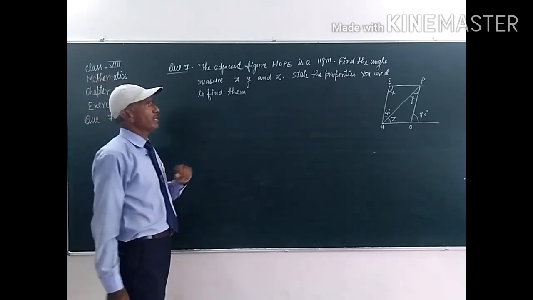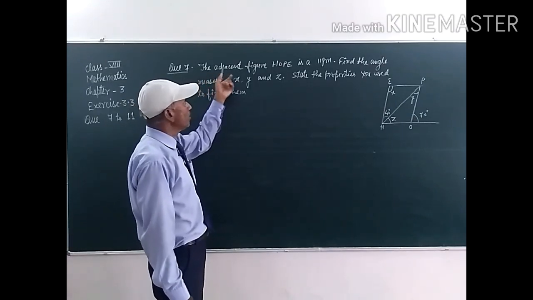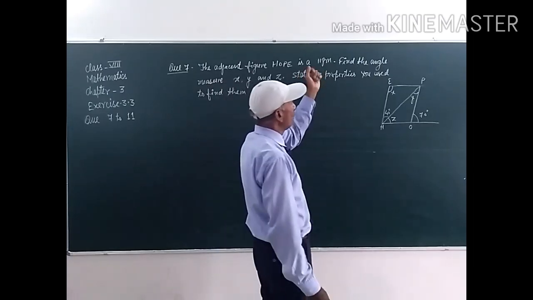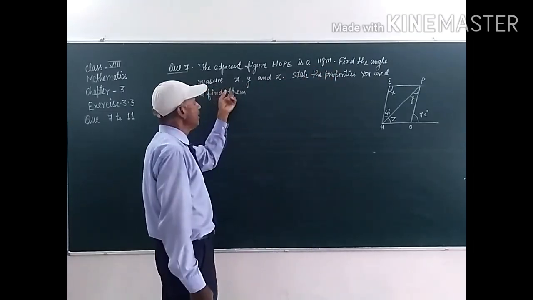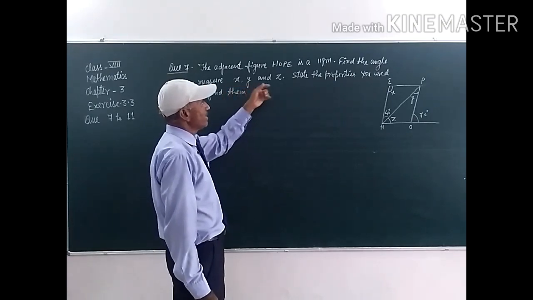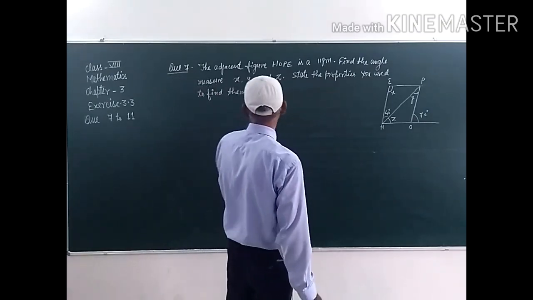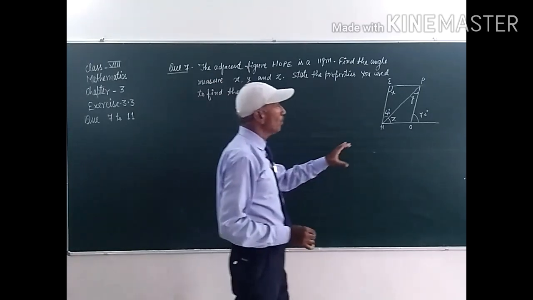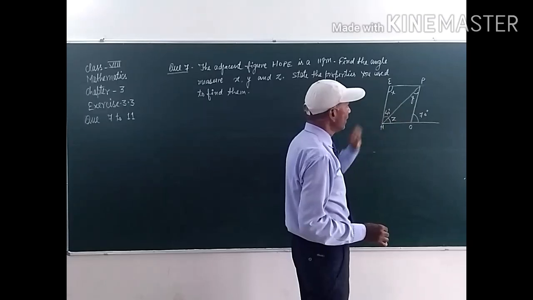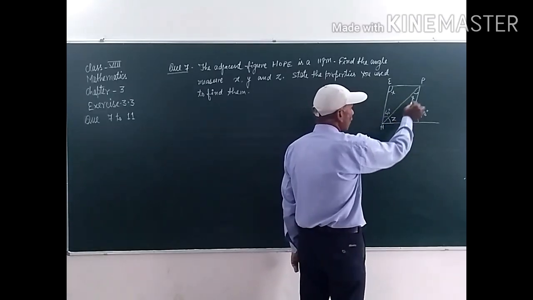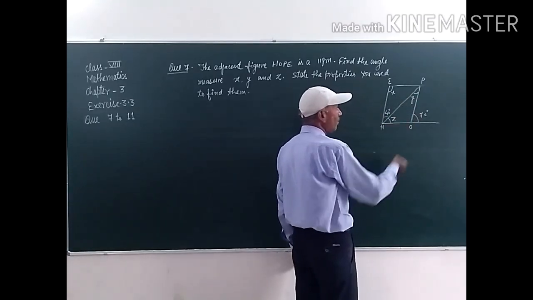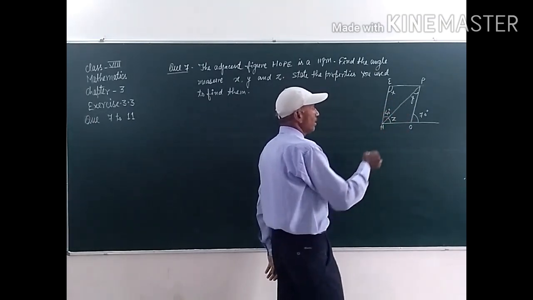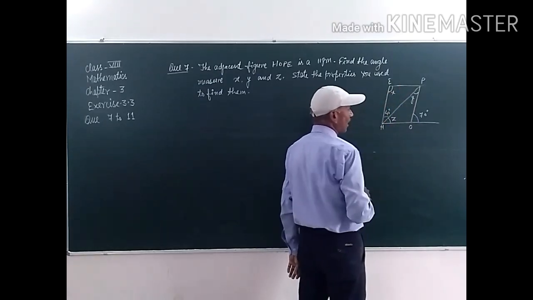This is question number 7, student, and in this, in the adjoining figure, HOPE is a parallelogram. Find the angle measures X, Y and Z. State the properties you use to find them. In this question, student, we have to find the value of these angles X, Y and Z, and we have to use the properties to find out the measures of these angles. Student, this figure is a parallelogram.